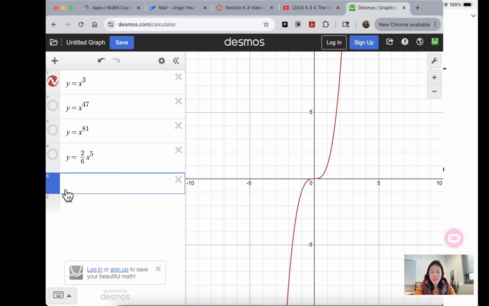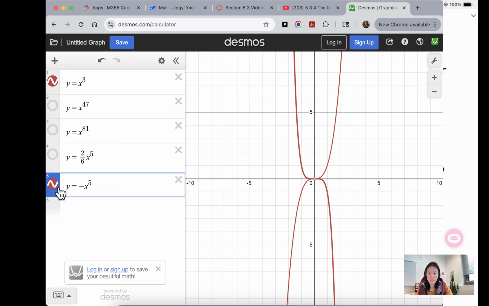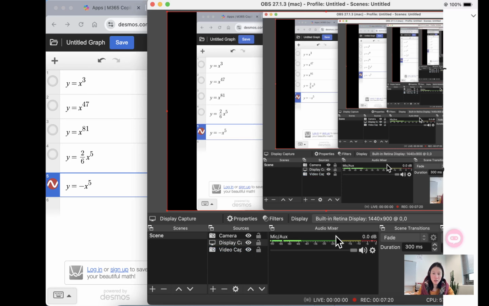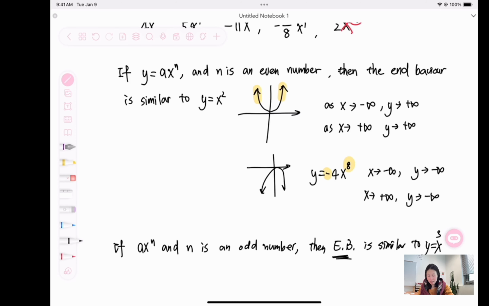But if it's a negative, if I put a negative such as y equals negative x to the 5th, it will be upside down. That's it. Now let me close it. All you can see is just negative x to the cube. It's just a flip. Okay, so let's mark this.